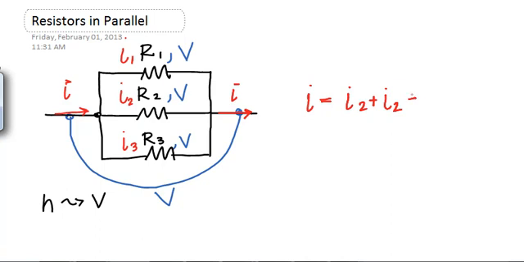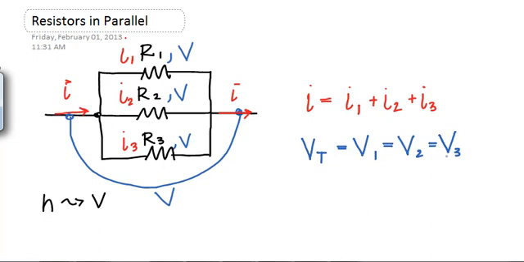I'll fix that subscript. But our voltages are equal. So the voltage across the whole thing is the voltage across 1, and that's equal to the voltage across 2, and that's equal to the voltage across 3. So those are the 2 little rules.